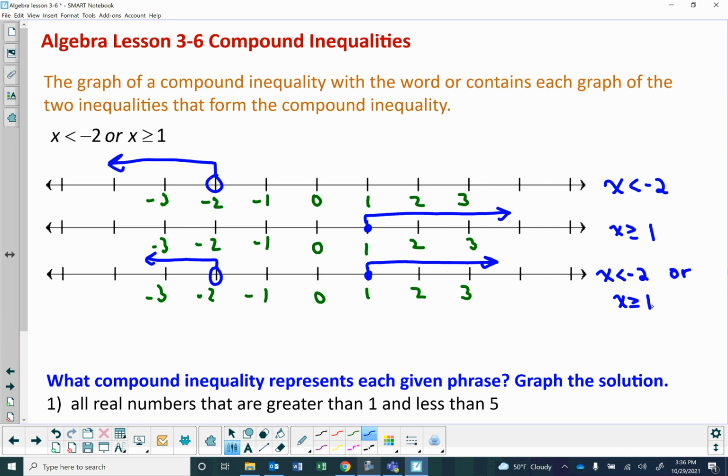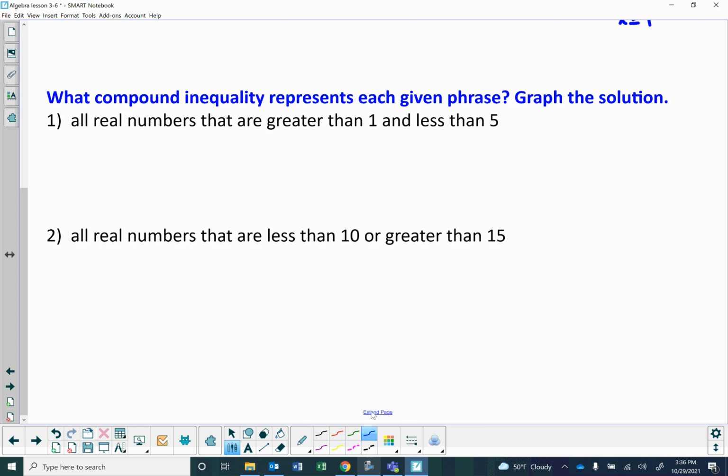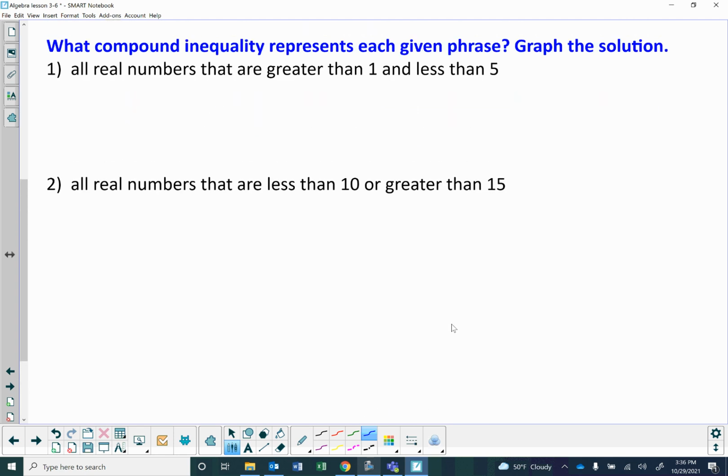All right, so what compound inequality represents each given phrase and graph the solution? So let's take a look at a couple of examples here. All real numbers that are greater than 1 and less than 5. So this is an and inequality because it says and right here. And I'm going to use a different color here. So numbers that are greater than 1 and less than 5.